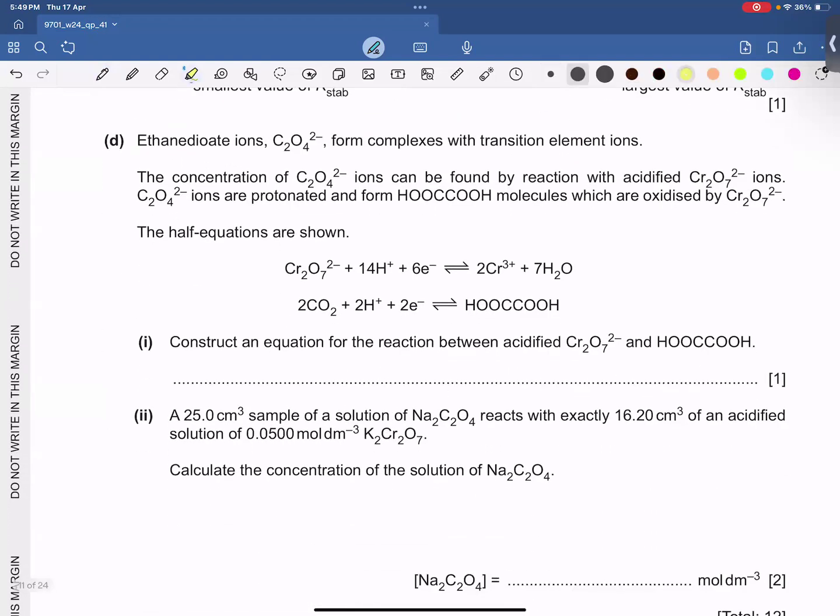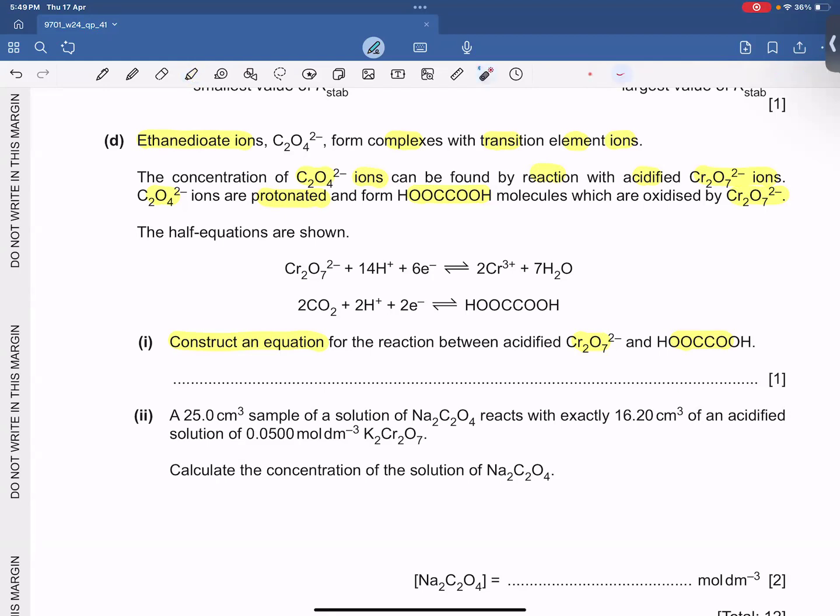Next is ethane dioate ions form complexes with transition element ions. The concentration of ethane dioate ions can be found by reacting with acidified potassium dichromate 6. Ethane dioate ions are protonated and form ethane dioic acid molecules, which are oxidized by this ion. Equations are given. Construct an equation for the reaction between this and this.